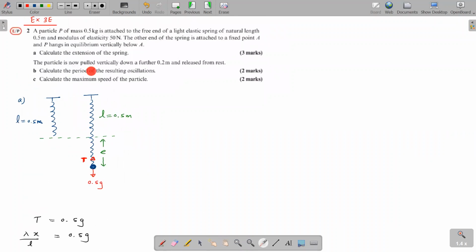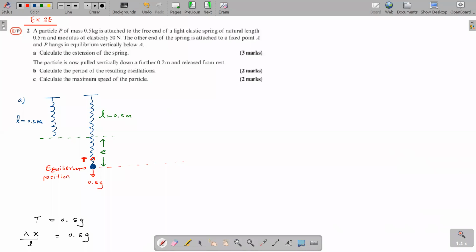The particle is now pulled vertically down a further 0.2 meter and released from rest. So what are we doing? You're pulling it down a further 0.2 meter from the equilibrium position. Do you recall what I have told you about moving below the equilibrium position? Whatever the distance that you move this object below its equilibrium position will become the amplitude in your simple harmonic motion.